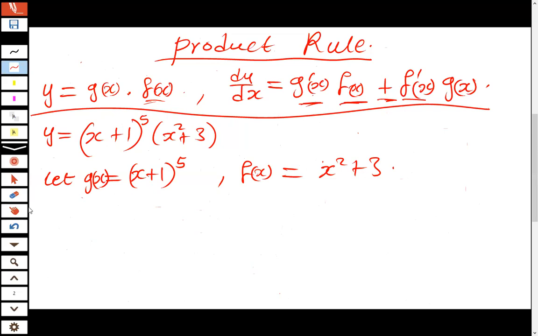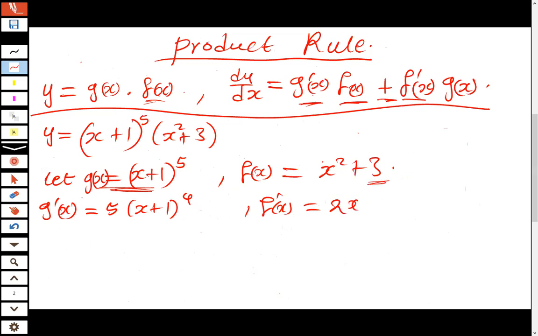So we can now find g prime of x from this expression. When we find g prime of x, we're going to have 5, using chain rule. You can differentiate this using chain rule. So this will give us 5 times x plus 1 to the power 4 as our solution. And then this other one, which is f prime of x, will give us 2x when you use power rule, because the derivative of a constant is 0, but the derivative of this will give us 2x.